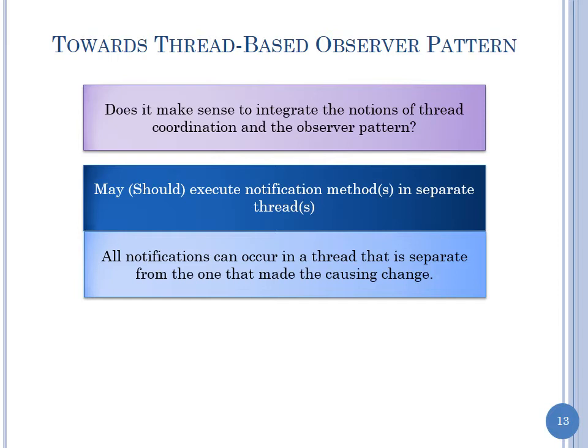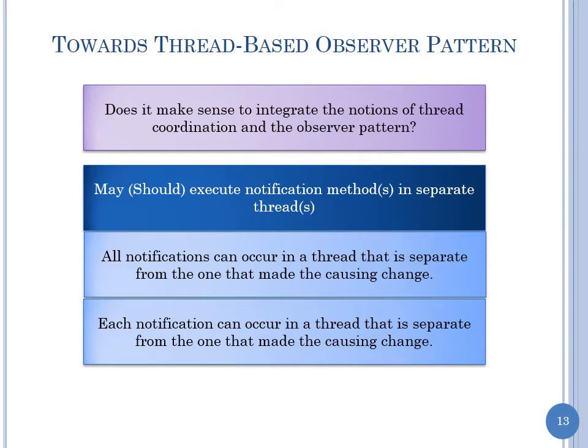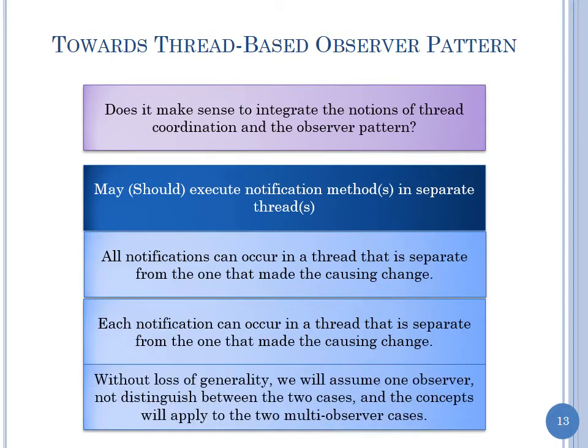Threads are expensive, by the way. And the other approach is Jason's approach, which is the most flexible: have a separate thread for each observer. Now, without loss of generality, I'm going to assume one observable and one observer, just because my picture will get cluttered otherwise.